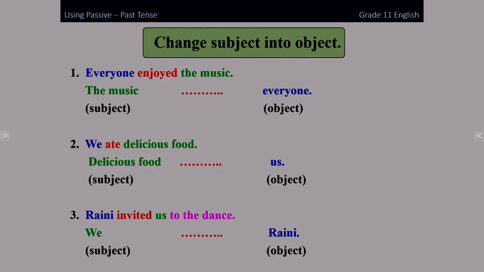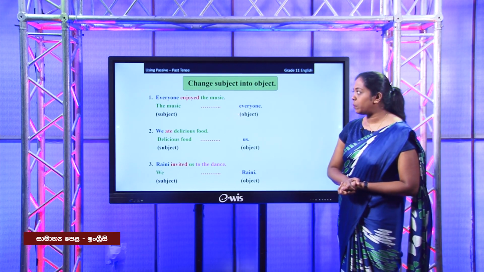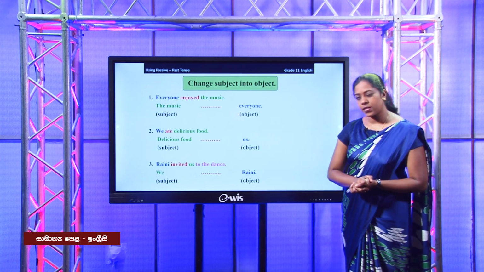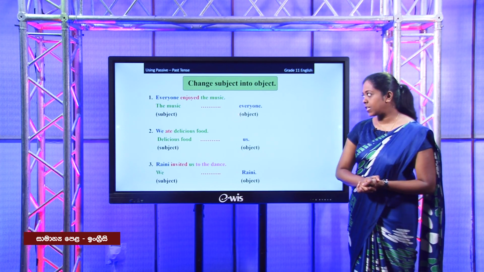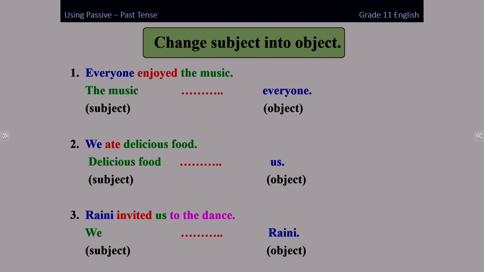Change subject into object. I told you the first step of changing active into passive is to focus on the subject and the object. I'll just leave it as it is. Take a look at it and see whether you can do it. See whether you understand that. Everyone enjoyed the music. Okay, look at the blue word, everyone. What is that? That is the subject, correct. And what is the green word? That is the object, fine.